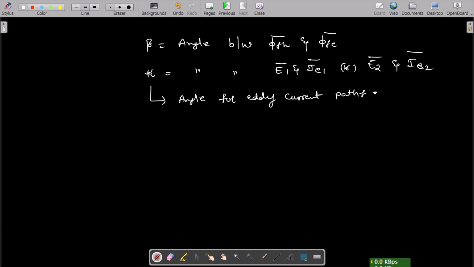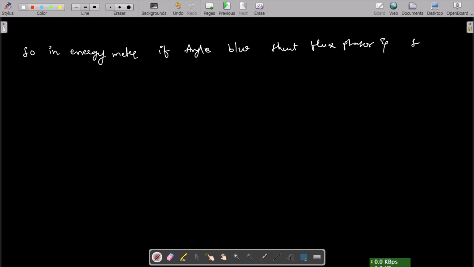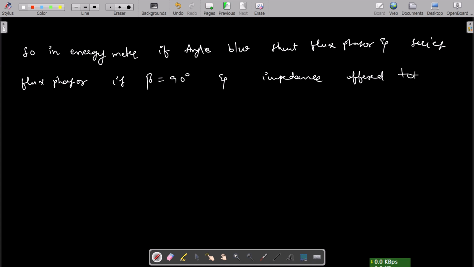so fine, on a final note what we can say, in energy meter, if the angle between shunt flux phasor and series flux phasor is beta, which will be equal to 90 degrees, and impedance offered to eddy current paths.